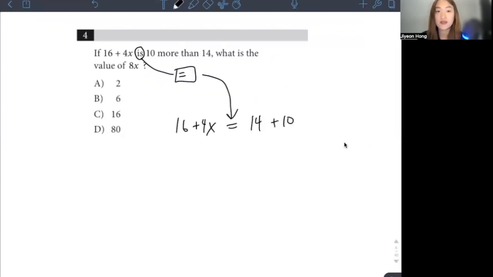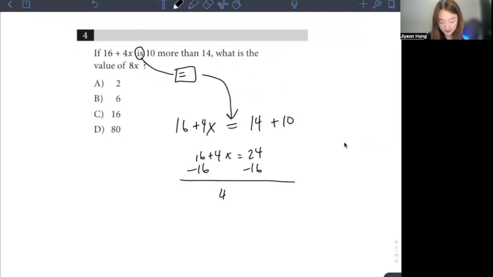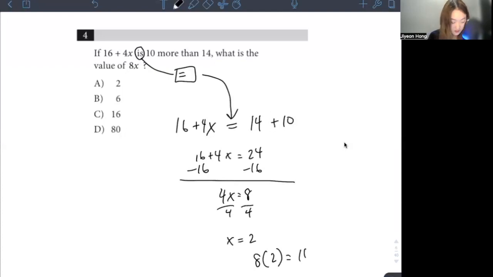And we're going to go ahead and solve for x because it wants the value of 8 times x. So we're going to say 16 plus 4x equals 24, minus 16 on both sides. So we have 4x equals 8, divide by 4 on both sides, x equals 2, and then 8 times 2 is equal to 16. C.